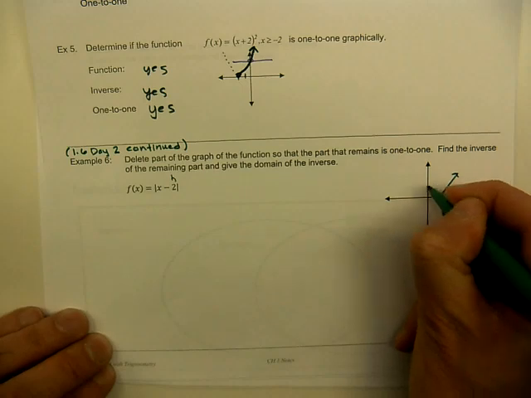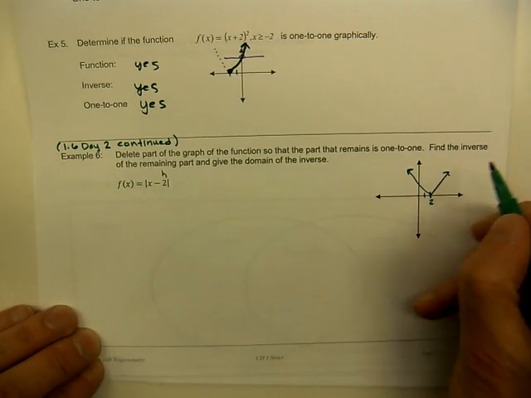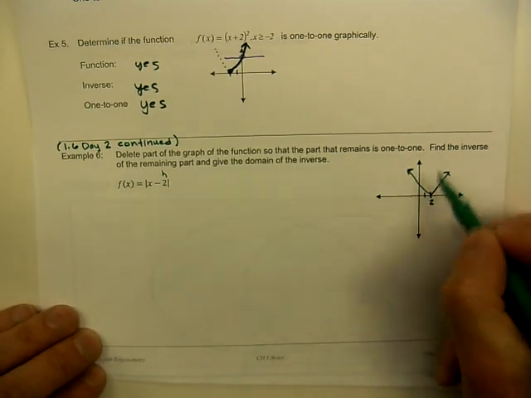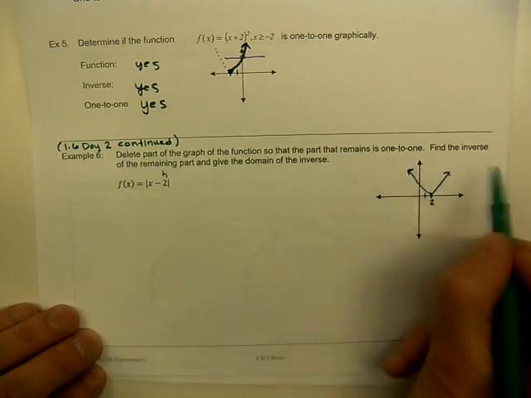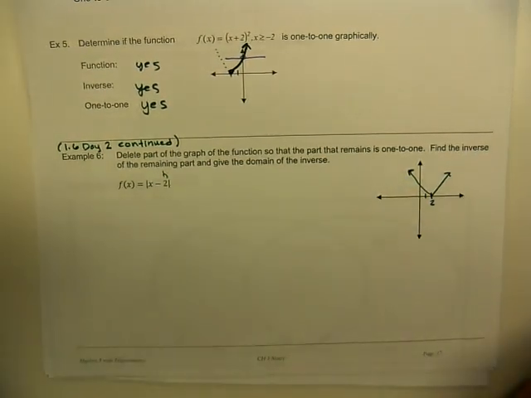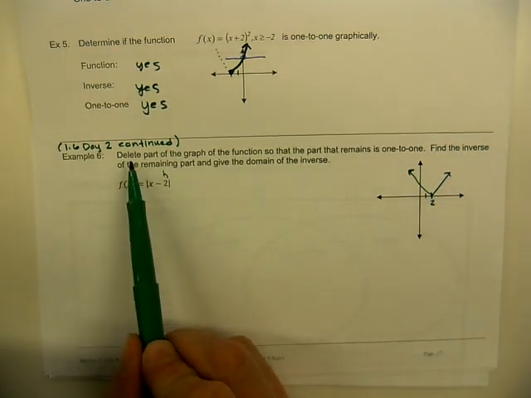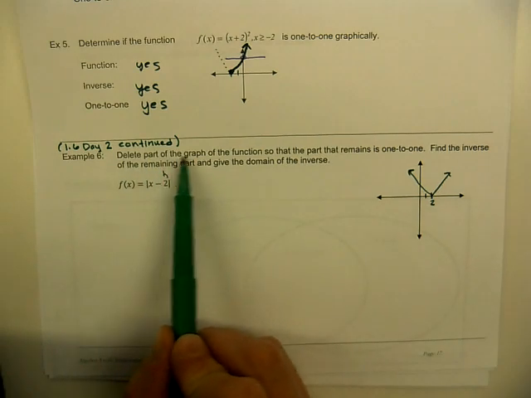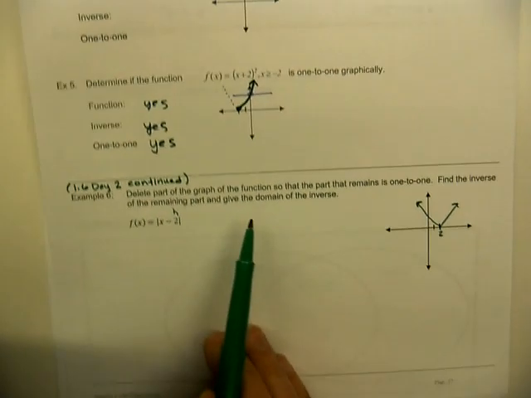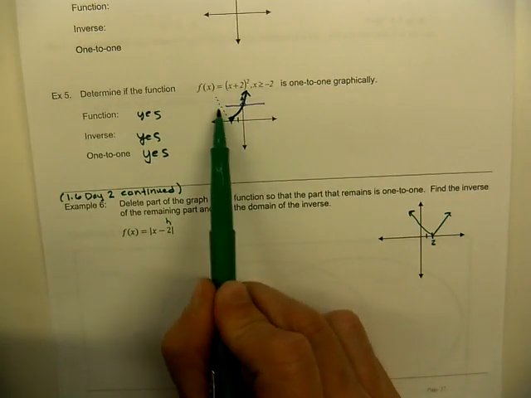So something like this is what it looks like, right? You can see it passes the vertical line test, so it's a function. It fails the horizontal line test, therefore it is not an inverse, and it is not one-to-one. What this is challenging us to do is let's delete part of the graph, kind of like what we did up here on the previous example.